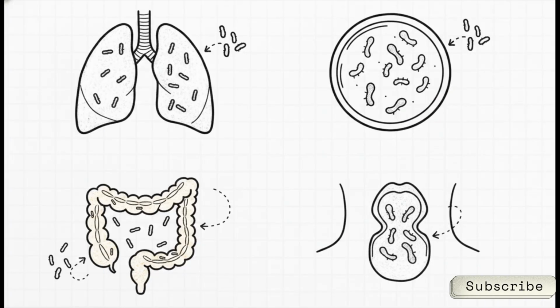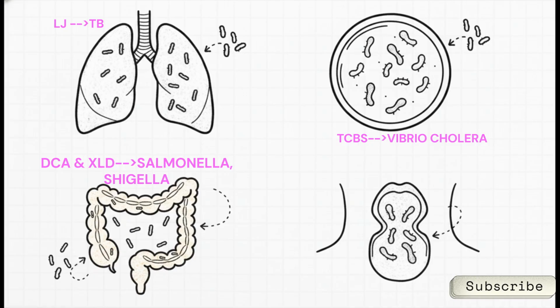Let's lock in the acronyms for these selective media because, trust me, these are exam gold. We just mentioned LJ for TB and TCBS for Vibrio. Add these two to your list. Whenever you see DCA or XLD, I want you to immediately write down enteric pathogens like Salmonella and Shigella. Think extremely lethal diarrhea for XLD to remember it targets gut bugs. And PTA, potassium tellurite agar, that is your absolute trigger word for Corynebacterium diphtheriae. Just think PTA, protect the airway for diphtheria. Easy, right?